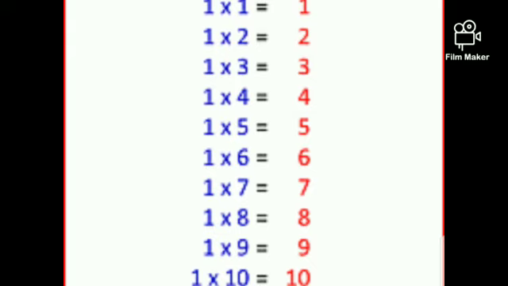1 1's are 1, 1 2's are 2, 1 3's are 3, 1 4's are 4, 1 5's are 5, 1 6's are 6, 1 7's are 7, 1 8's are 8, 1 9's are 9, 1 10's are 10.